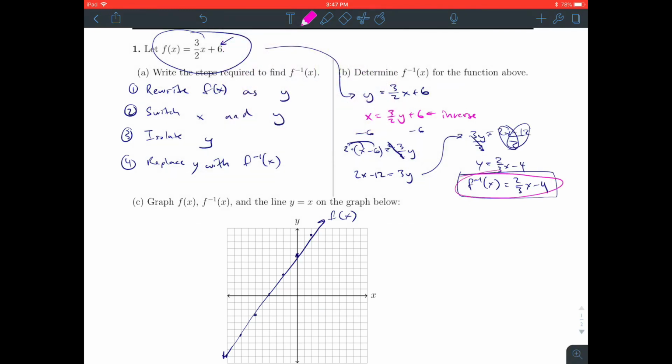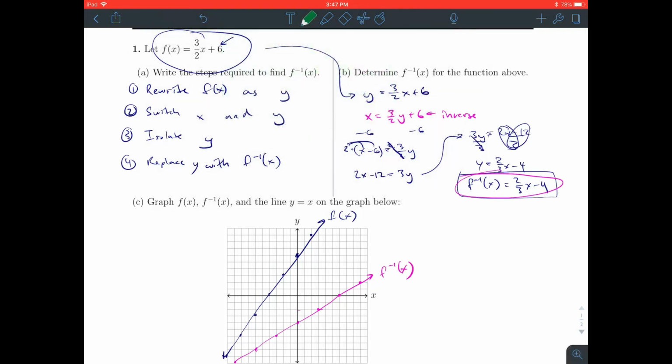All right, now in pink, I'm going to use to graph the inverse. So the inverse starts off at -4. And the slope says up 2 over 3, up 2 over 3, up 2 over 3, down 2 over 3, down 2 over 3, down 2 over 3. And so we have f inverse of x here.